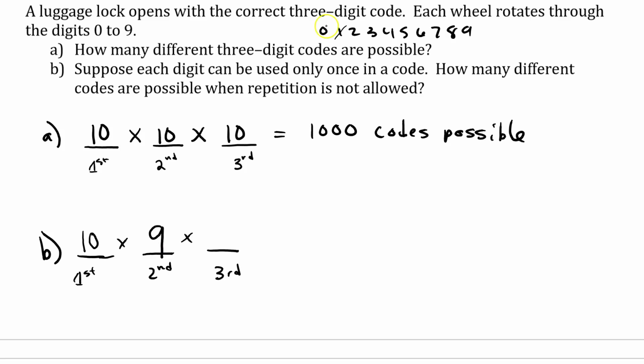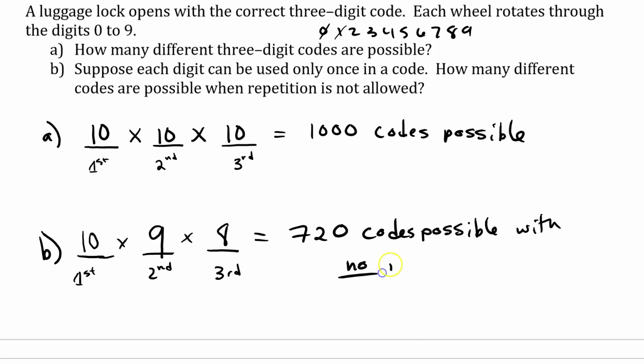And say that second digit would be 0. Well, how many digits would be left for the third? 1, 2, 3, 4, 5, 6, 7, 8. So every time one of the numbers is used, we cannot use it again, because repetition is not allowed. When we go 10 times 9 times 8, we get 720 codes possible with no repetition.